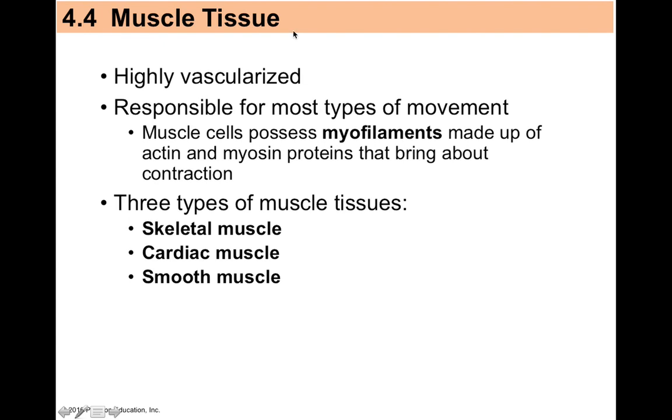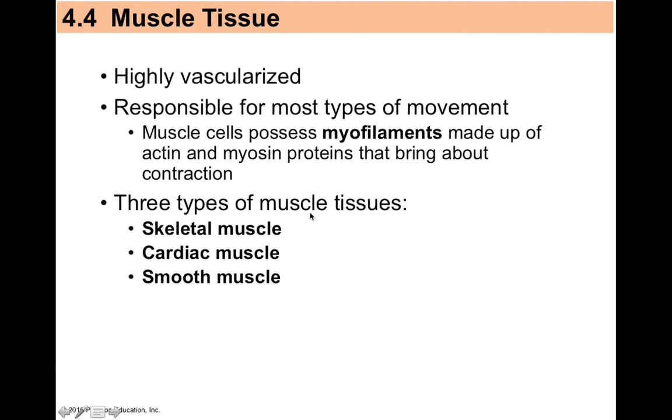Okay, in this video we're going to talk about the different types of muscle tissue. So muscle tissue is highly vascular as compared to, say, something like cartilage. But muscle tissue is its own separate type of tissue, and it's responsible for most types of movement because many muscle cells possess these things called myofilaments that are made up of something called actin and myosin. And these are essentially proteins that bring about muscle contraction, which is essentially tension.